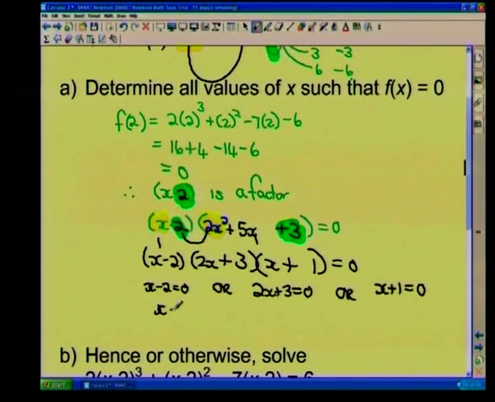So here we have x equals 2. Over here we have 2x equals minus 3, so x is minus 3 over 2. And over here, x is equal to minus 1. So there's our three answers, relatively straightforward.